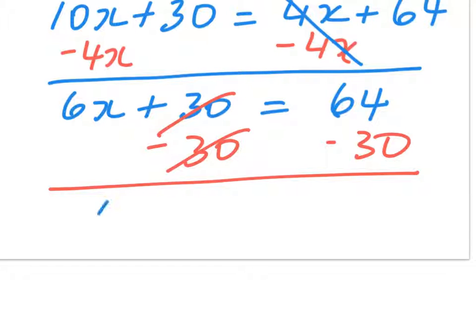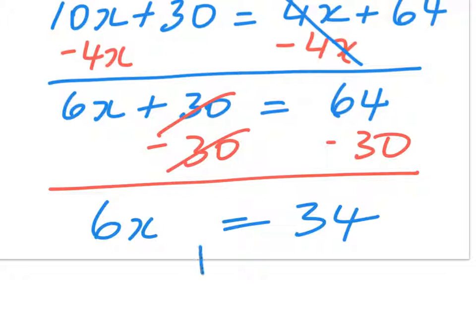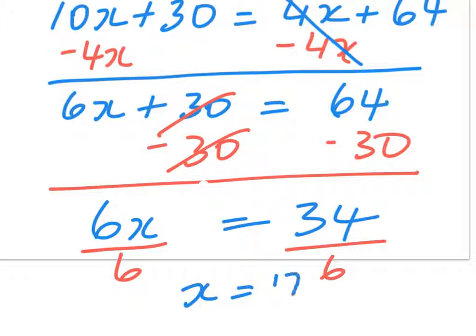And we're going to be left with 6x equals 34. Then divide both sides by 6, and you're going to get x equals 34 over 6, which is 17 over 3. Okay? And that's the answer.